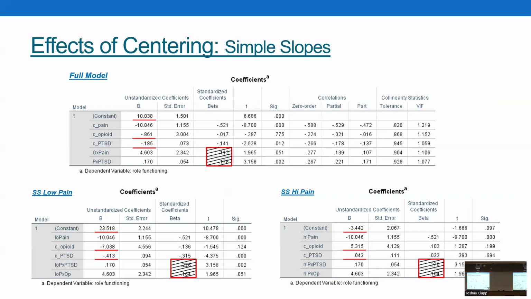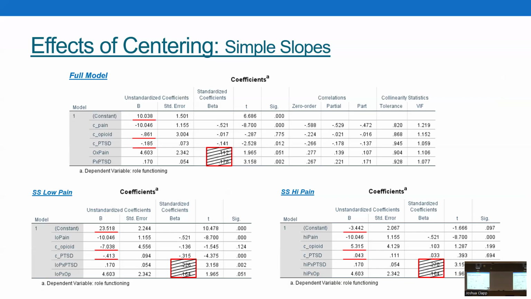Also take a look, thinking back, what do we get for the conditional effect of PTSD on functioning at low levels of pain? Negative 4.13, or 0.043, right? These should be the identical coefficients that you calculated by hand within some rounding error. If they're not, something's gone sideways.